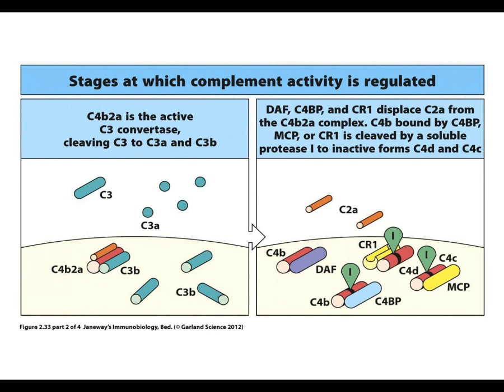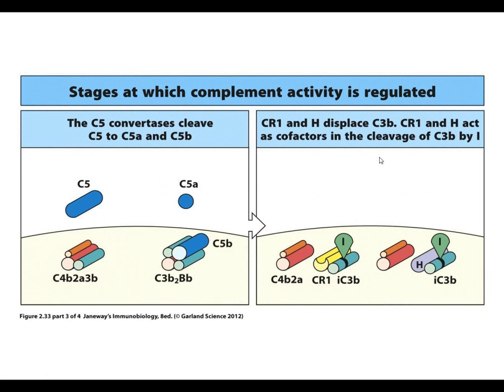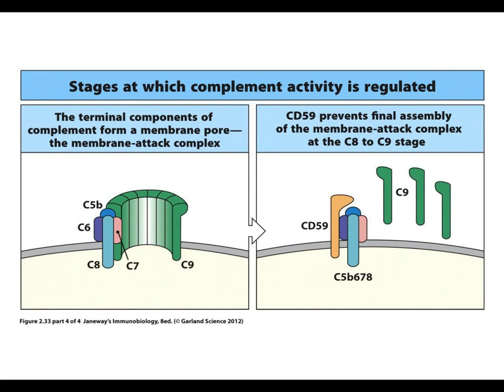Another one is at the C3 convertase stage. This can be stopped by all these things that we talked about before, like DAF, CR1, and factor I, which can inactivate and displace. And then there's one called CD59 that can actually prevent this poly-C9 from forming a hole and punching in. So once the C5b67 has come in, CD59 can prevent this final step from occurring.